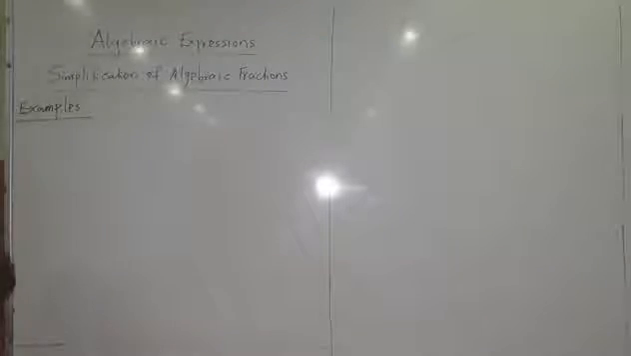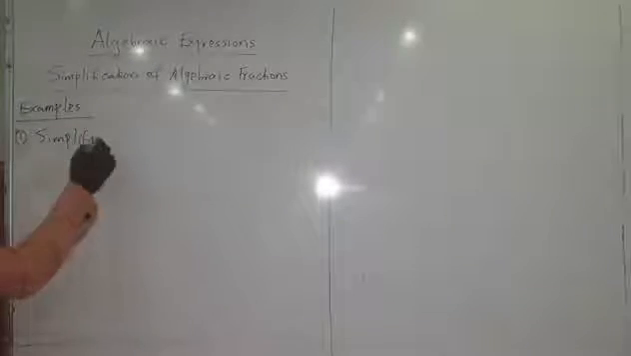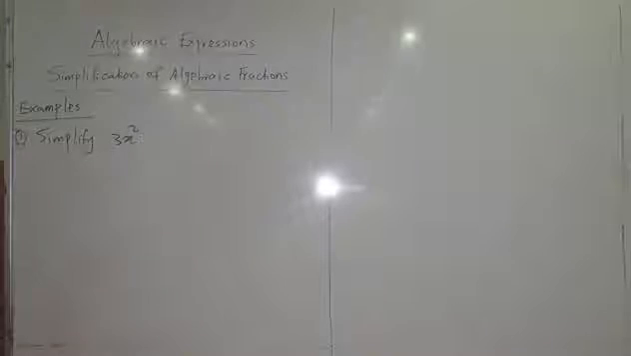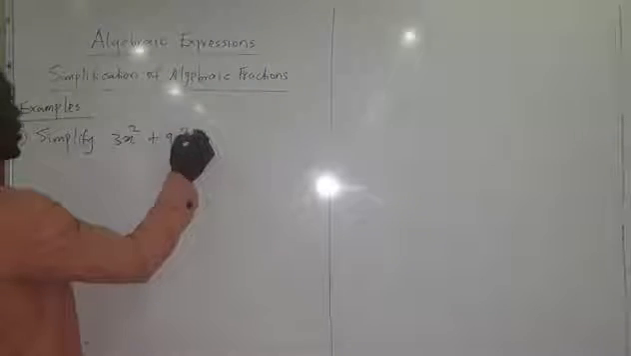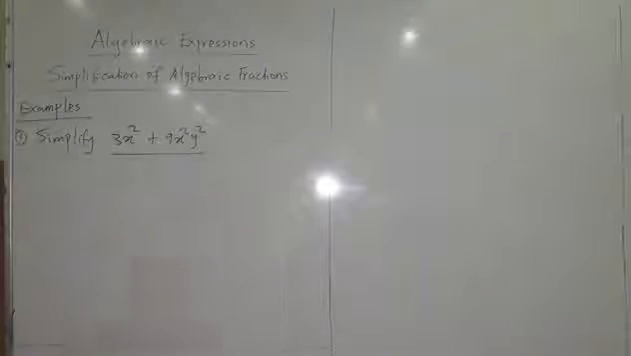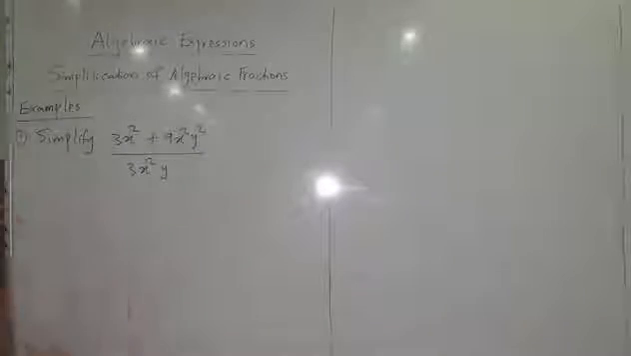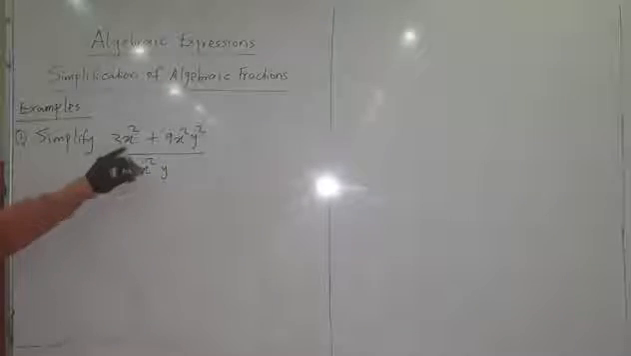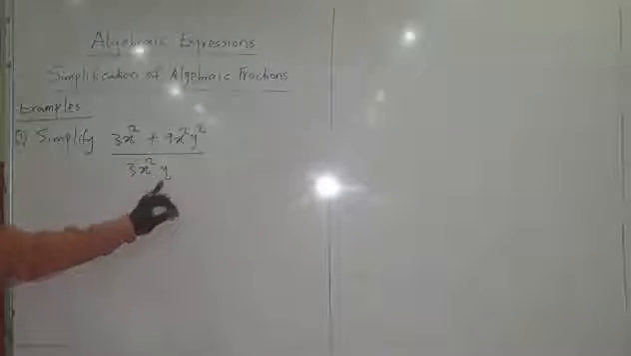So example 1 says simplify 3x squared plus 9x squared y squared all over 3x squared y. So this is the first example we are going to consider. And the question says simplify 3x squared plus 9x squared y squared all over 3x squared y.